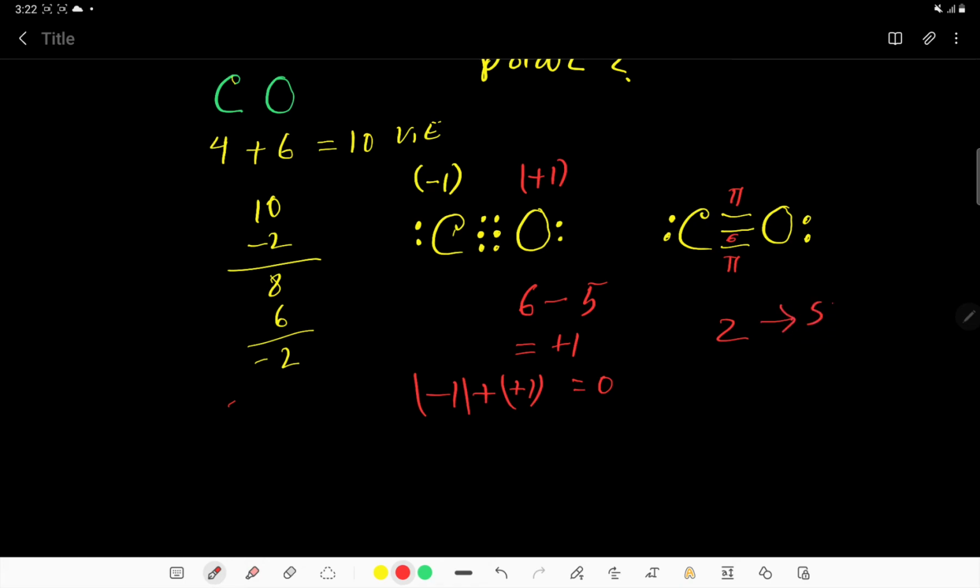So you need s and p, these two orbitals. That is, here carbon is sp hybridized and oxygen is also sp hybridized. You know that sp hybridized means the molecule is linear, and the bond angle is 180 degrees. This is linear. So can you tell me the molecular shape of carbon monoxide? The molecular shape or molecular geometry of carbon monoxide is linear. Due to sp hybridization, its shape is linear.